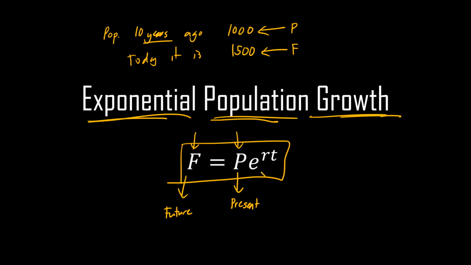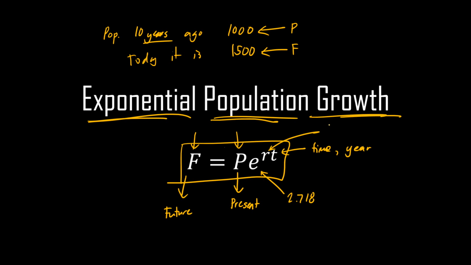Alright. And then e here is Euler's constant. t is the time. If we're talking about human population, then the unit we often use is going to be years. If it's the growth of bacteria, then the most convenient unit of time is probably hours or days. And then r here is the rate of growth.